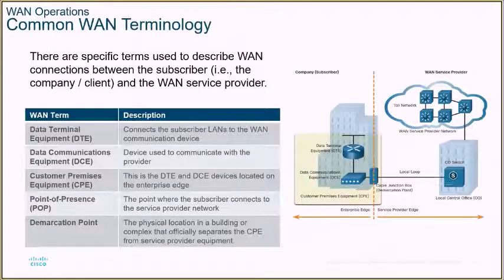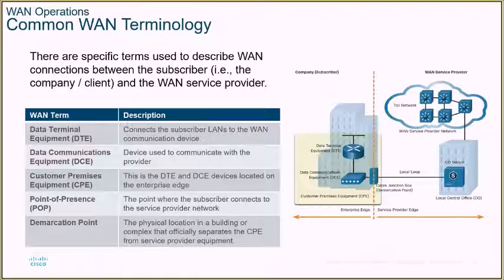There are specific terms used to describe WAN connections between the subscriber, customer, and the WAN service provider. So there's a DTE, which is data terminal equipment. It connects the subscriber's LAN to the WAN communication device. And then there's a DCE, a device used to communicate with the provider. At least in Australia and Europe, that's normally supplied by the telco. In America and Japan, it's normally supplied by the customer.